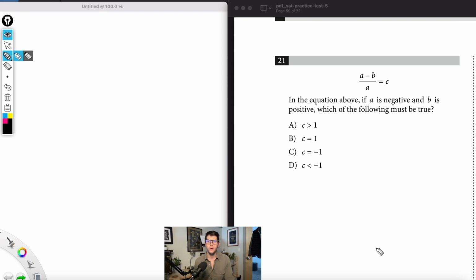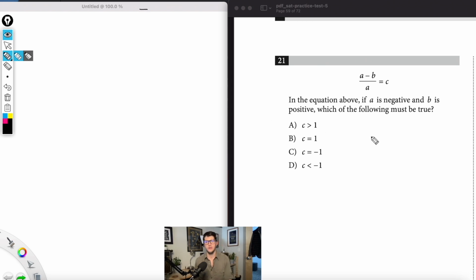21. Great question to pick numbers. A is a negative and B is a positive. Which of the following must be true? Okay, what has to be true if A is negative and B is positive? Well, try to start with some numbers that are slightly unlikely.